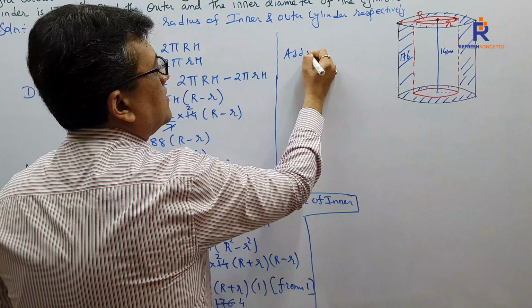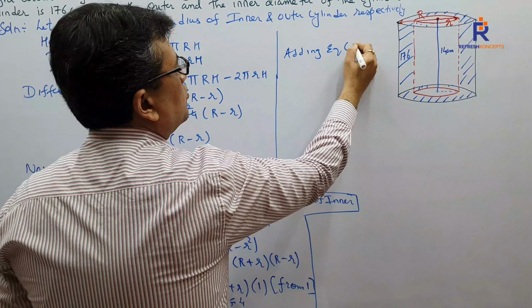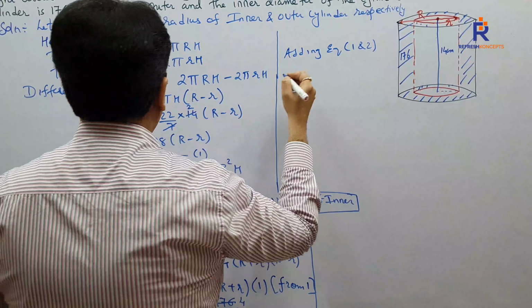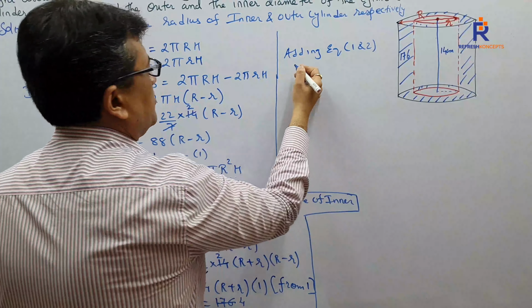When I add equations 1 and 2, let me write down once again. R minus r is 1. R plus r is 4. On adding, this gets cancelled off. I'm left with 2R is 5. R is equal to 5 by 2. R is 2.5 centimeter.